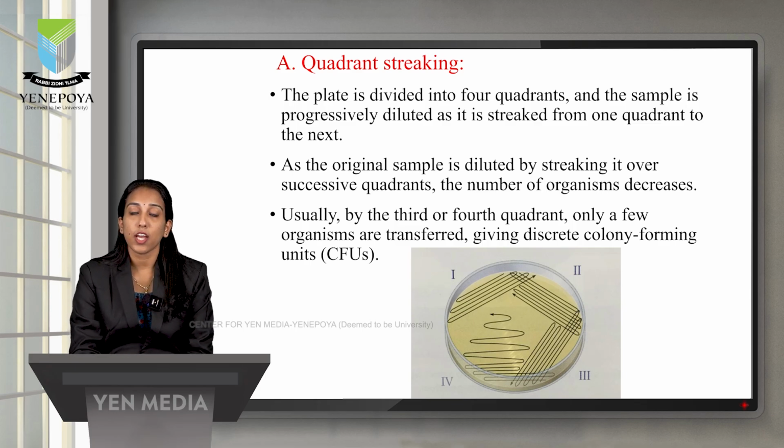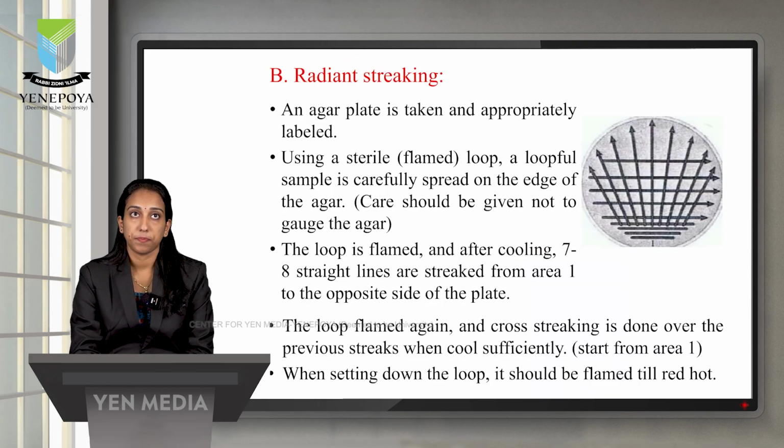In the first area, after coming to the end, we take out the inoculation loop and make it red hot. Then after cooling, from that first end we again streak into the second part. Then from the second, after making it red hot and cooling, we streak from the second to the third, then the fourth. After that, it should not touch the first area. This is about the quadrant streaking.